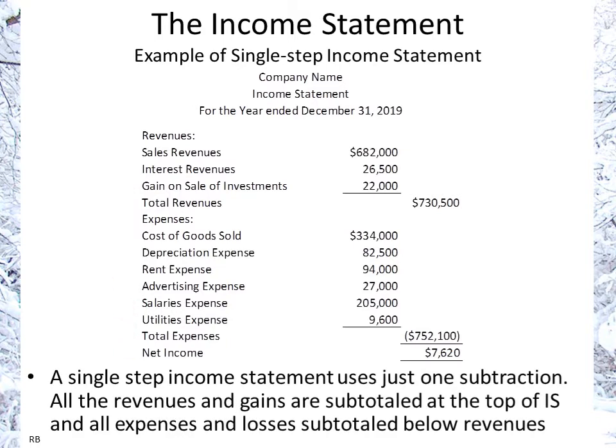So a single-step income statement uses just one subtraction. Here you're summing up all the revenues, and then you have 730,000. Here you have all the expenses coming up to 752, and the difference here is the net income. So you only have one subtraction. And so all the revenues and all the expenses are subtotaled.